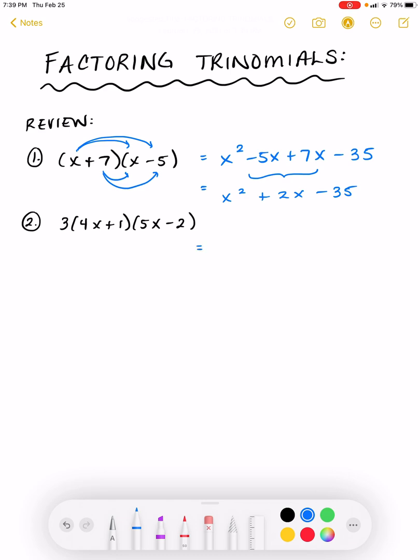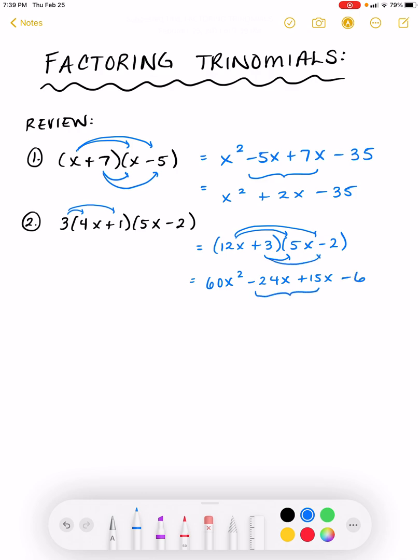Now, the next one we're going to do has this 3 out in front. There's a couple different ways to go about it, but I like to distribute that 3 first. Now we have the quantity 12x plus 3, and we're multiplying that by the quantity 5x minus 2. Again, I'm going to double distribute, and 12x times 5x is 60x squared. We get 12 times negative 2, which is minus 24x, and then 3 times 5x is plus 15x. And finally, our last constant term is negative 6.